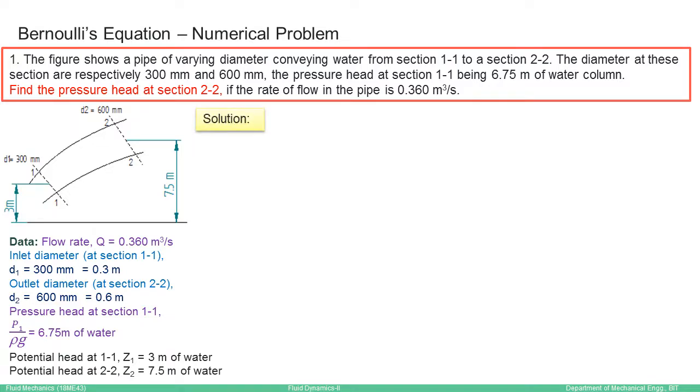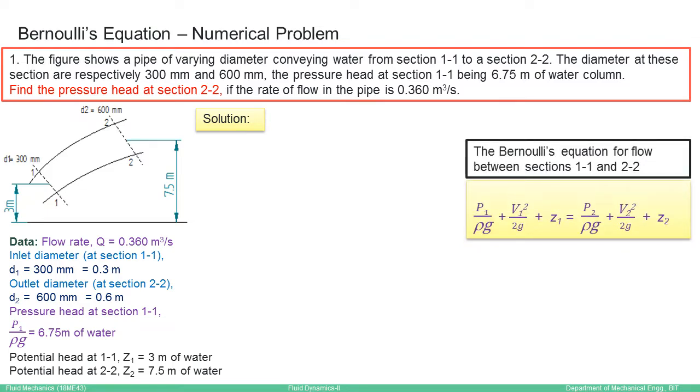Before we check this, first we should understand that this is an ideal flow because there is nothing mentioned about the losses of energy. So for Bernoulli's equation for flow between sections 1 and 2, we can write the equation. Now if you look at the equation, the variables v1 and v2 are not known in order to find out p2 by rho g. P2 by rho g is the expected answer because that is the pressure head at section 2. But v1 and v2 can be found out by using the continuity equation.